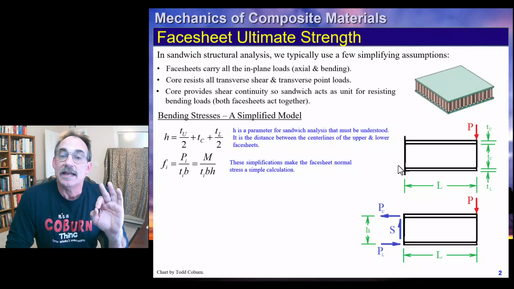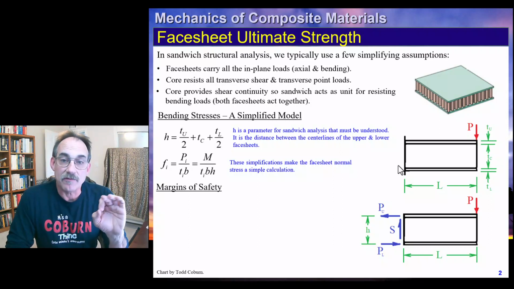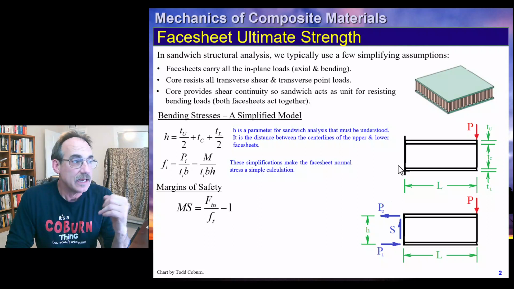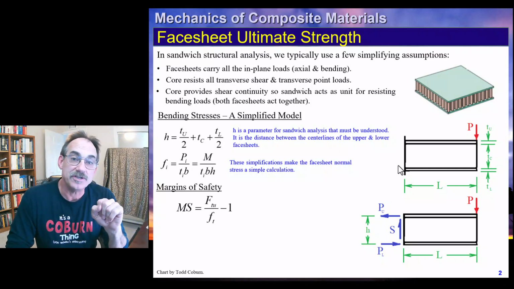And we now can write our margin of safety on that. To write the ultimate margin of safety on the face sheets, we're going to take that maximum stress, which is either tension or compression in the two face sheets, and compare that to the allowable, the FTU or FCU of the face sheet.